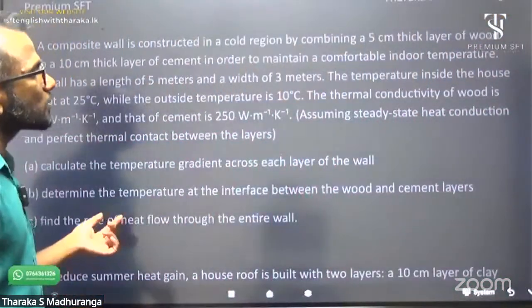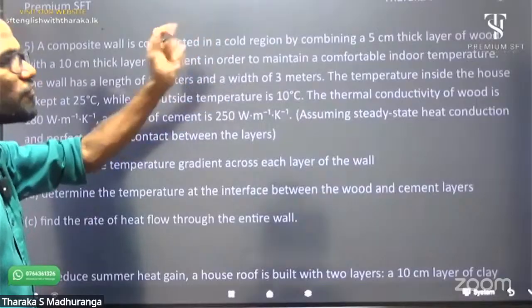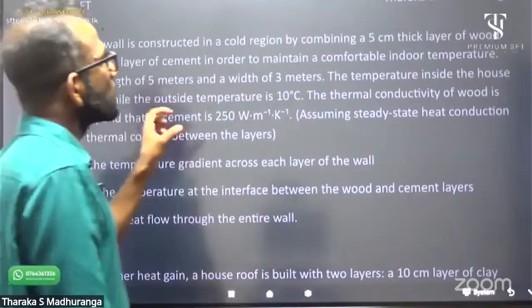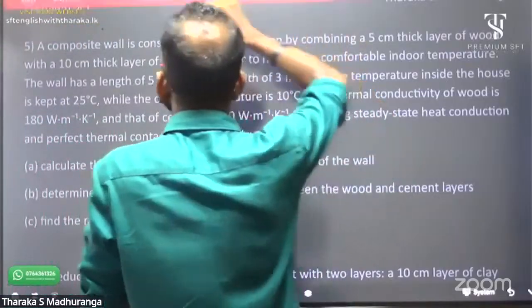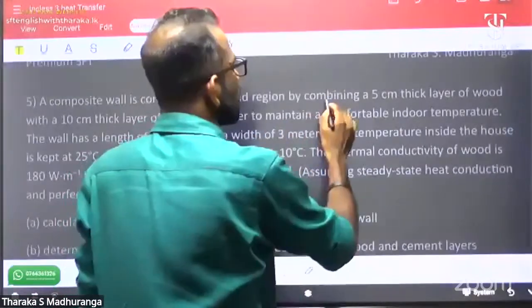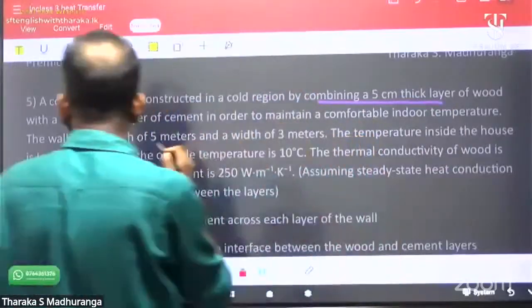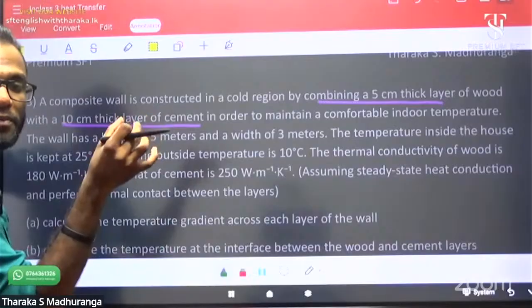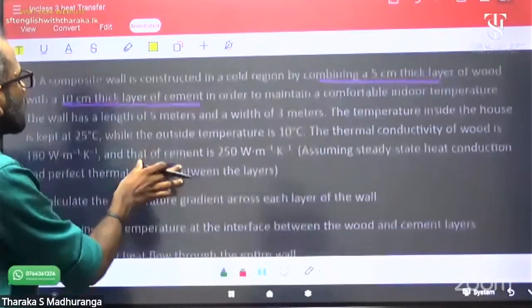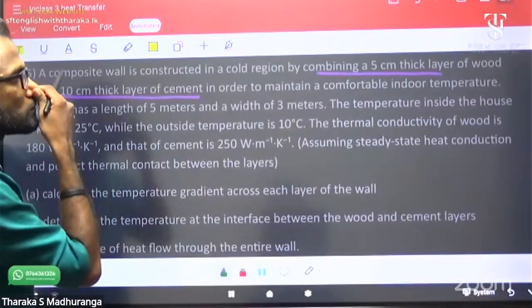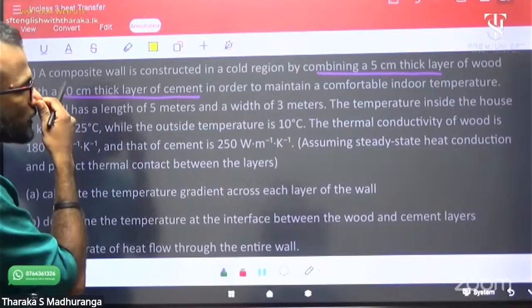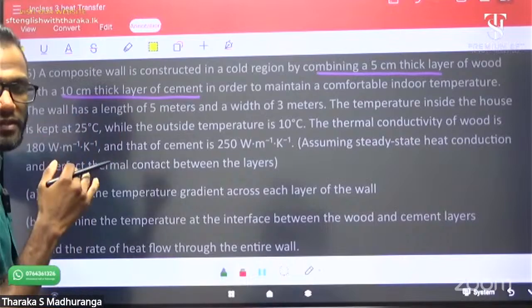Indoor temperature, keep it normal, a comfortable temperature, right? It's a combination of a 5 centimeter thick layer of wood and a 10 centimeter thick layer of cement. It's a composite wall, a combined wall. The wall has a length of 5 meters and a width of 3 meters.